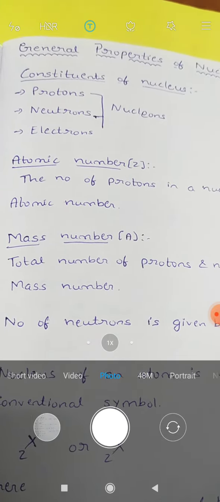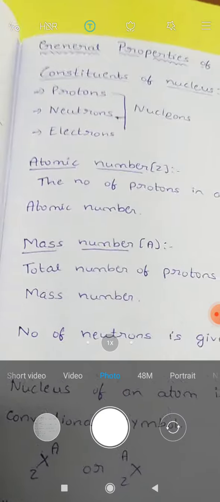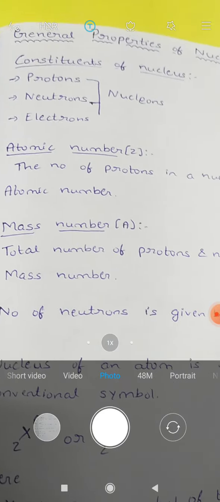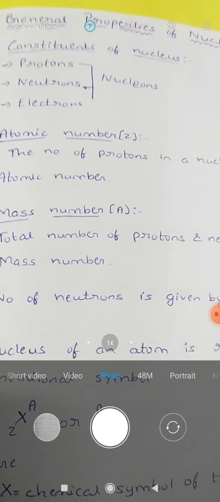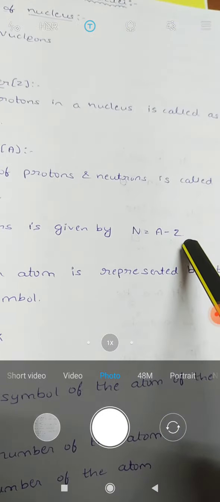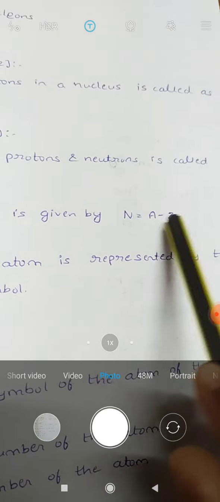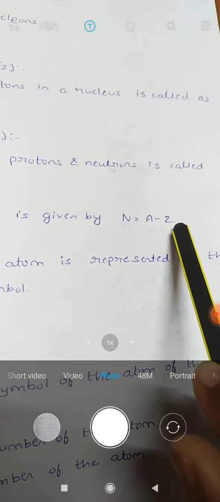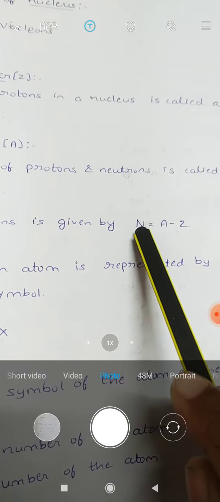The number of protons in the nucleus is called the atomic number. The total number of protons and neutrons is called the mass number. The number of neutrons is given by the formula n is equal to A minus Z, where A is the mass number of the atom, Z is the atomic number of the atom, and n is the number of neutrons. This formula is used to calculate the number of neutrons present in the nucleus of the atom.